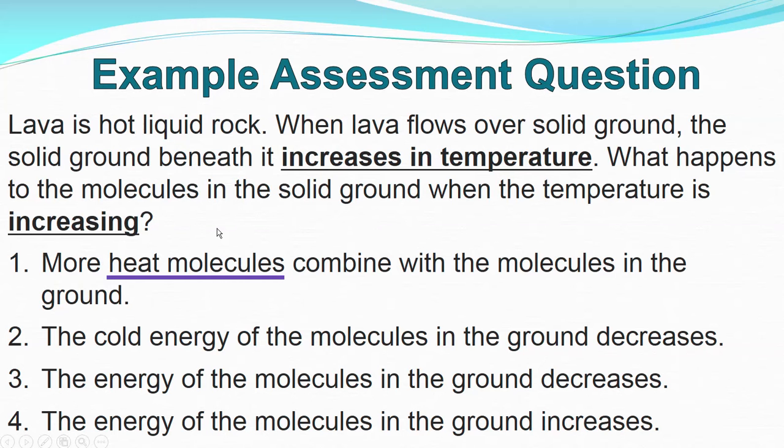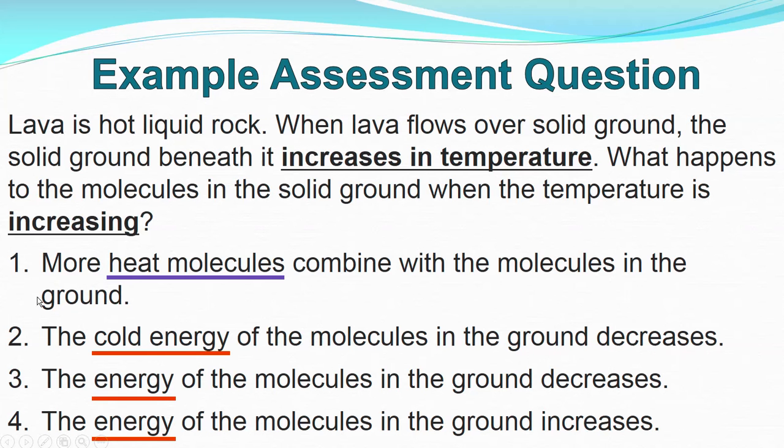So the first thing that we're going to notice about these individual answer choices is that the first one says, more heat molecules combine with the molecules in the ground. Now, we know that molecules are groups of small atoms that make up all objects in the universe. Every object is made of molecules. These would be molecules of water and molecules of gold and molecules of any kind of substance, but heat is a type of energy. Heat is not a molecule. Heat is energy. This does not make sense. This first choice is clearly wrong. Heat molecules is not true. So we can eliminate that from our consideration and just look at the next three choices.